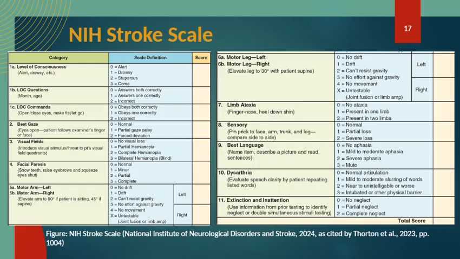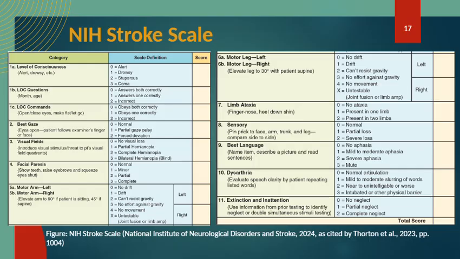Limb ataxia tells us whether there is damage to the cerebellum by having the patient perform coordinated movements like finger to nose or heel to shin. Sensory testing uses pinprick or light touch to determine whether the patient has partial or complete loss of sensation on one side of the body. Best language evaluates for aphasia by having the patient name objects, read sentences, or describe a picture. Dysarthria is tested by listening to the clarity of speech as the patient repeats words. This tells us whether speech muscles are weak or uncoordinated.